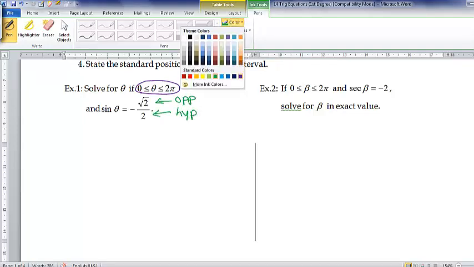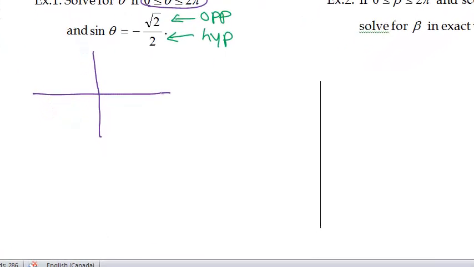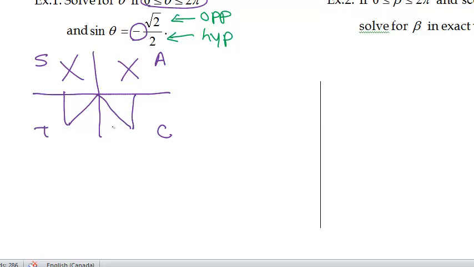Okay. So the first step would be to isolate the sine ratio, which is already done for us in this question. So we'll move on to the second step, which is to figure out which quadrants we're going to be in. Notice that the sine ratio is negative here. Okay, so ASTC rule says that sine is negative in quadrants 3 and 4. So I'm not in quadrant 1 or 2. So I'll draw a triangle, reference to the x-axis, like last class, in quadrant 3 and 4.